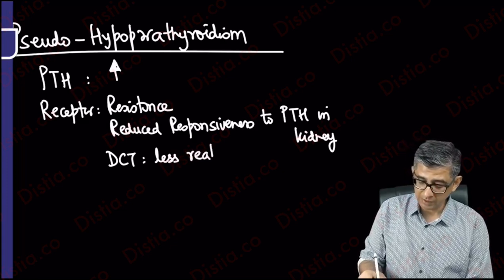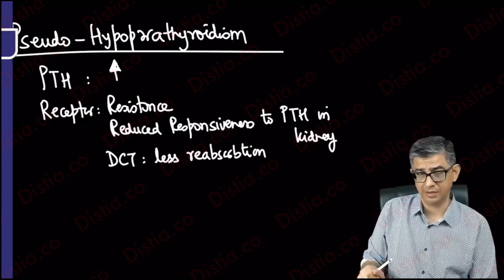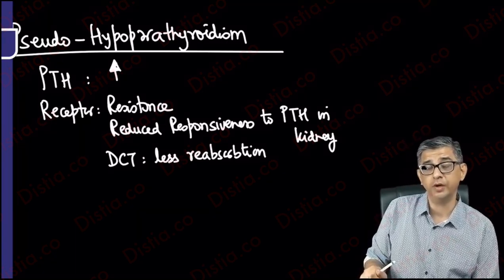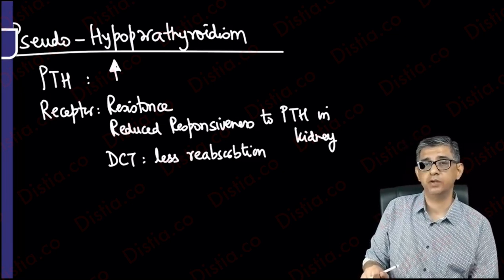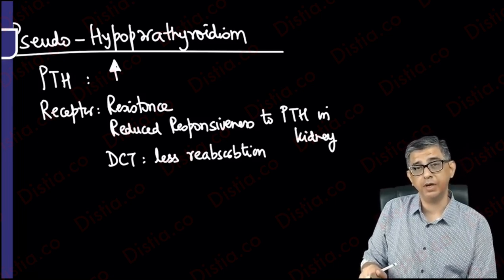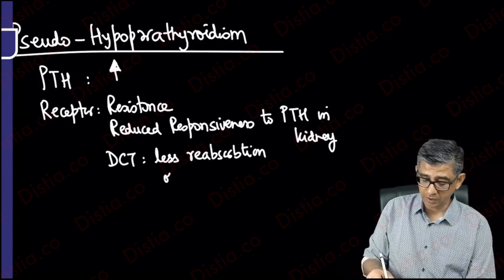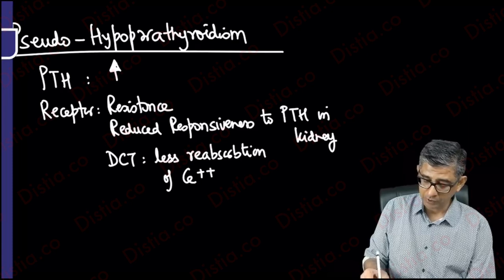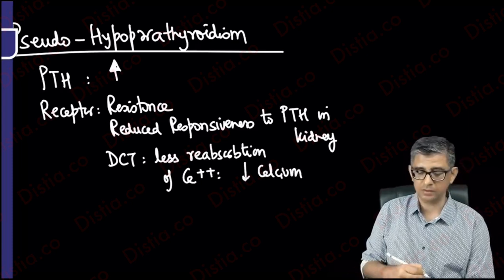Why am I saying that in this patient calcium will be less? PTH is the driver, as I said in the very first few lines of this video, that forces calcium reabsorption by the distal tubule of the kidney. If you are having a resistance to the action of PTH, if it's not allowed to act, then there would be less reabsorption of calcium, which will explain why you get hypocalcemia in these patients.